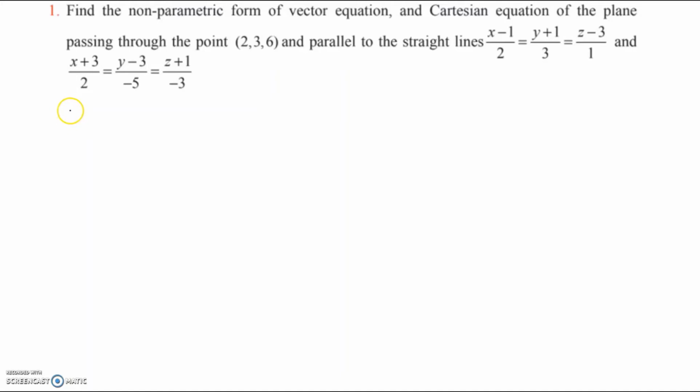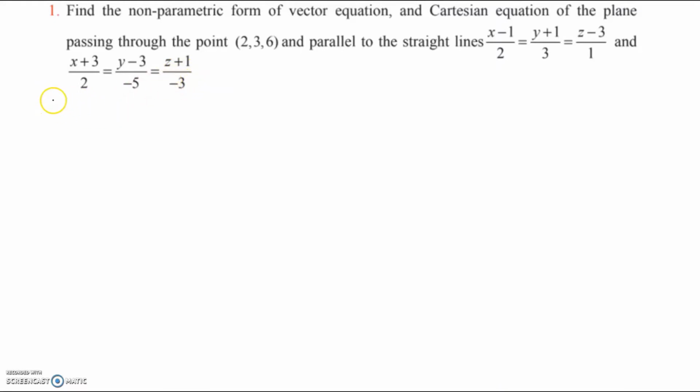In this video, we will do problems from exercise 6.7. Question number 1. Find the non-parametric form of vector equation and Cartesian equation of the plane passing through the point (2, 3, 6) and parallel to the straight line (x minus 1)/2 = (y plus 1)/3 = (z minus 3)/1, and the line (x plus 3)/2 = (y minus 3)/(minus 5) = (z plus 1)/(minus 3).